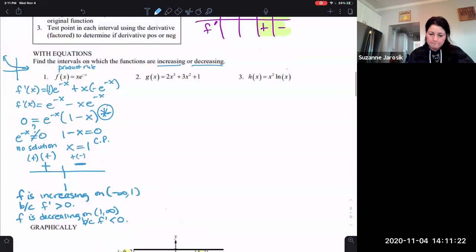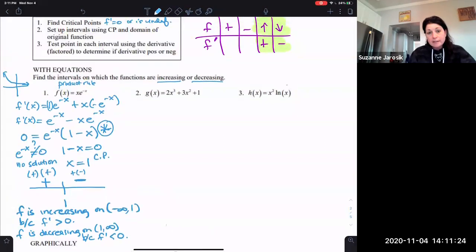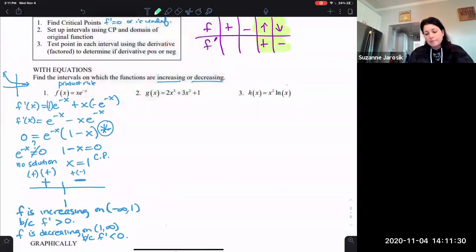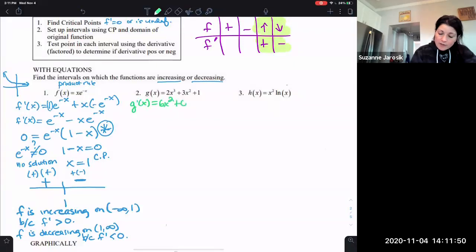Okay. All right. Second example, polynomial. We like polynomials. Polynomials are very nice functions to work with. So critical points come first. I'm going to take g prime. As always, before I start this, if you think you understand the concept of this, I would say pause and try it yourself. All right, 6x squared plus 6x is my derivative.